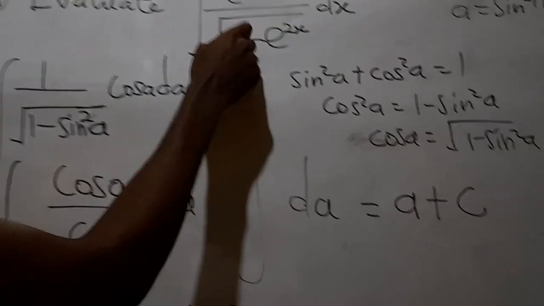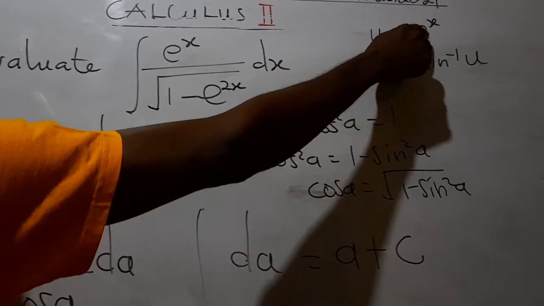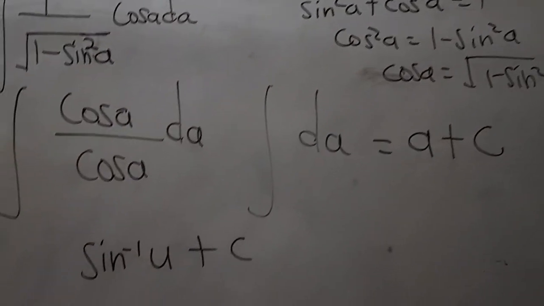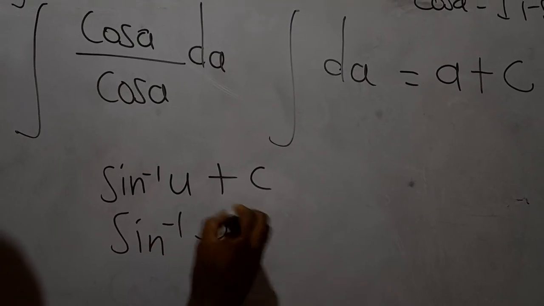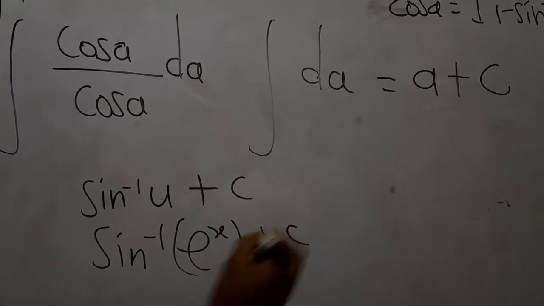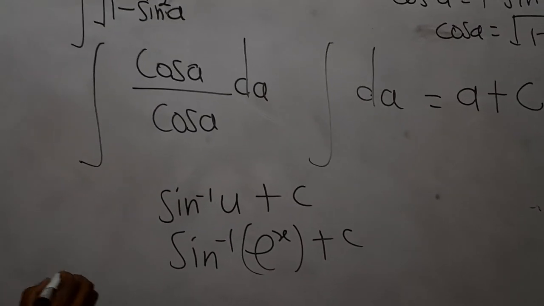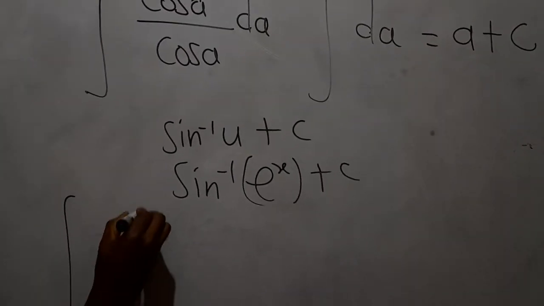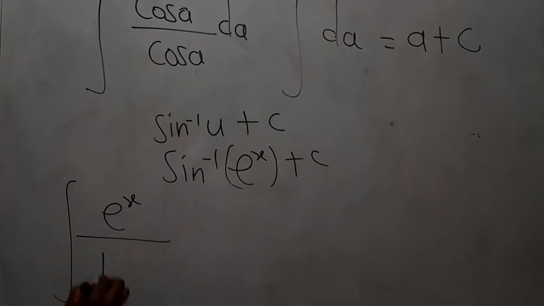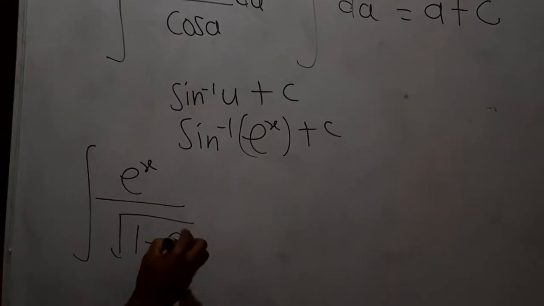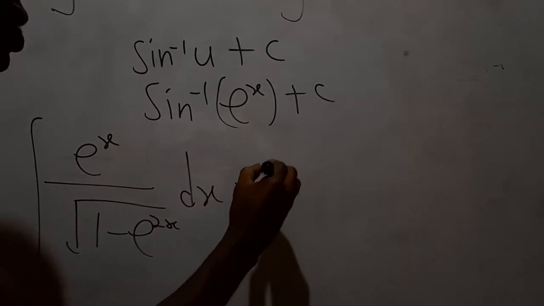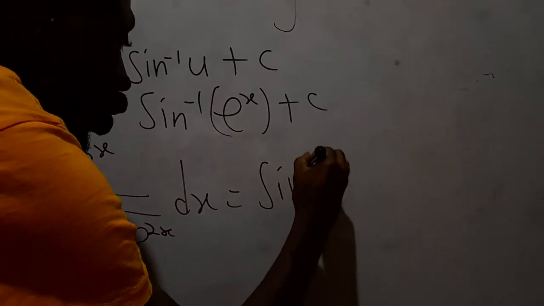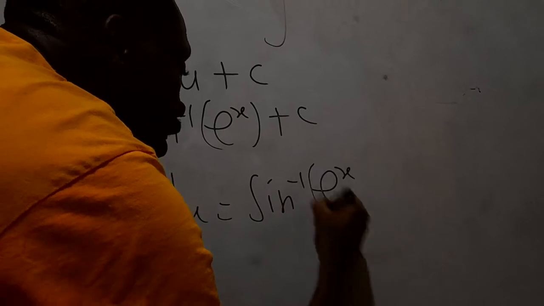Also, we don't have u in our initial question, but u is equal to e^x. So we replace again. We have sine inverse of e^x plus c. Then we can conclude that the integral of e^x over the square root of 1 minus e^(2x) dx is equal to sine inverse of e^x plus c.